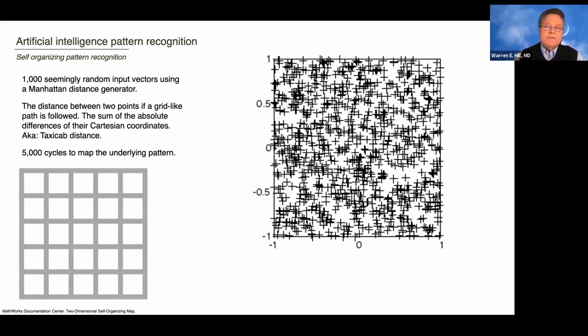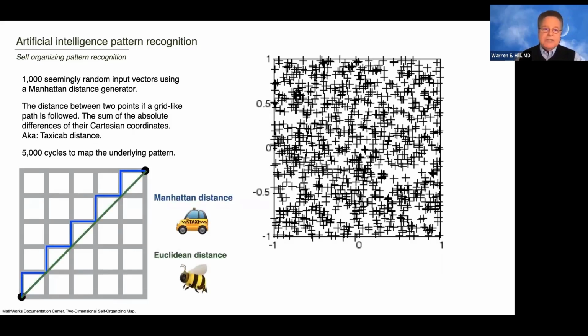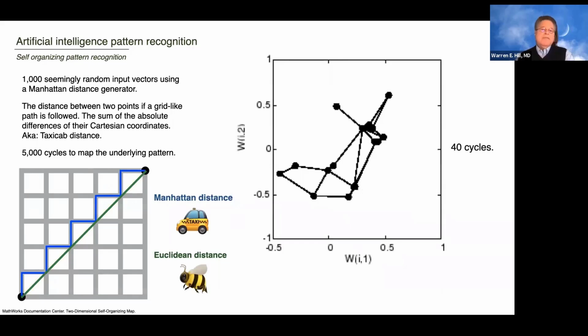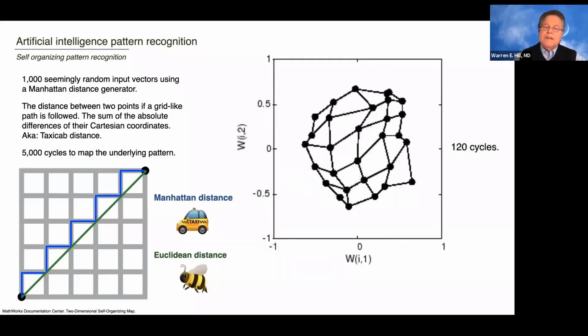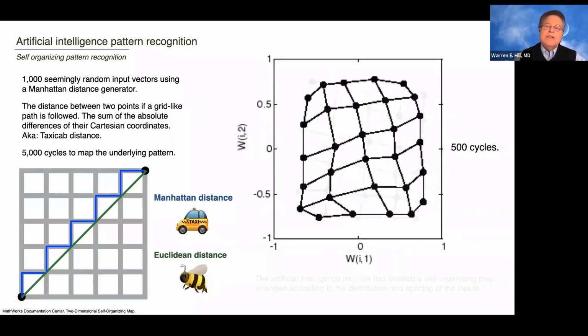So here we have, say, a schematic of a city, and this would be the Manhattan distance with us driving around the buildings, and this would be the Euclidean distance with us flying as the crow or the bumblebee flies. So for this exercise, we're going to give the artificial neural network 5,000 tries to come up with the underlying pattern. So here we are at about 120 cycles, a little bit more, about 500 cycles.